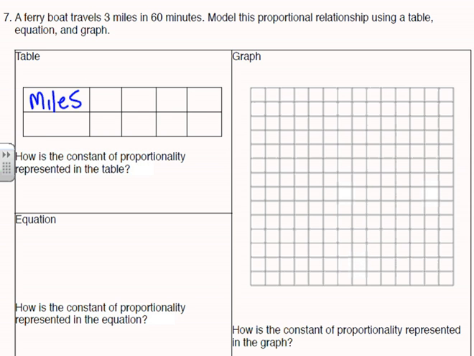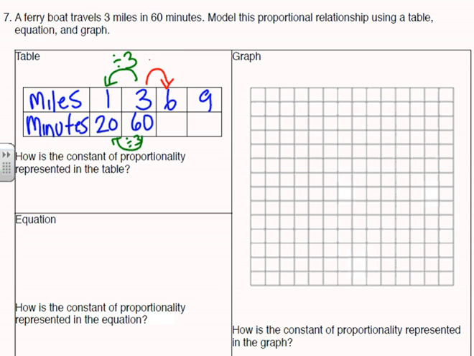miles and minutes. I'm setting it up this way because I know that my unit rate, I want to know 1 mile. So I can do 1, 3, and then whatever else I want to do later, maybe those numbers because they'll be easy to figure out. Okay, so 3 miles will take 60 minutes. So that means 1 mile will take 20 minutes. And I got that just by dividing by 3. And then 60 divided by 3 to get 20. Okay, now I'm going to work my way back up. 3 times 2 is 6.